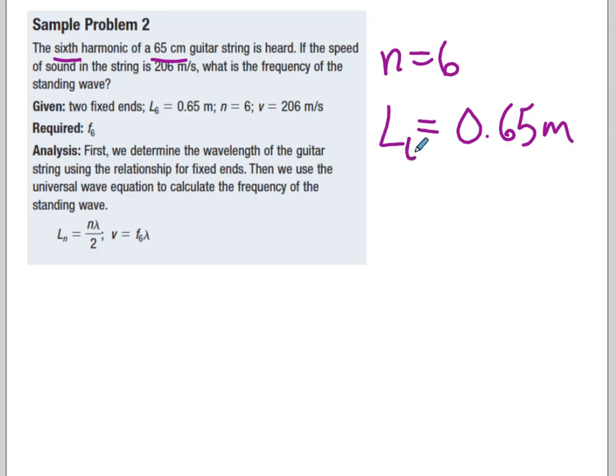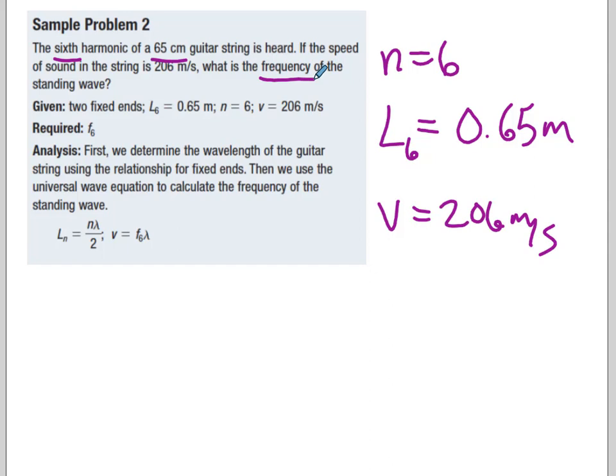Okay, this is also going to be their 6th harmonic. I've noticed I've also changed it to meters. That's another big one. You can't work in centimeters with this. Okay, the speed of the sound in the string, so we have a wave speed of 206 meters per second. What is the frequency of the standing wave?